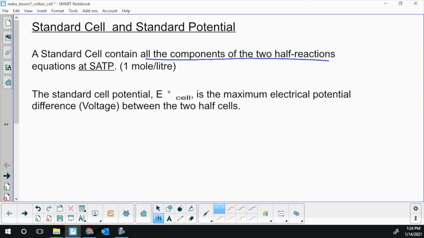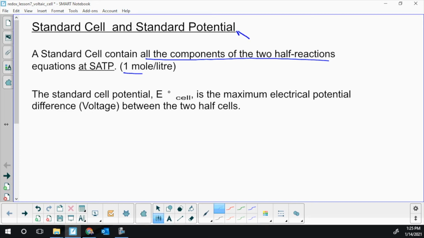So that's one way that it's used. That's part of the definition. Another part is a standard cell is always 1 mole per liter, and only under 1 mole per liter are these values true. Standard is summarized in this little knot symbol or this little circle. That's standard state, something you've seen before. And what we're leading into today is standard potential.